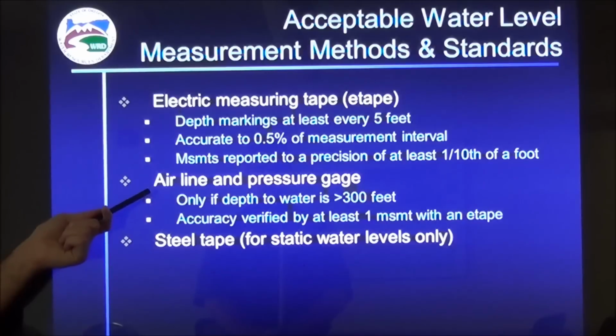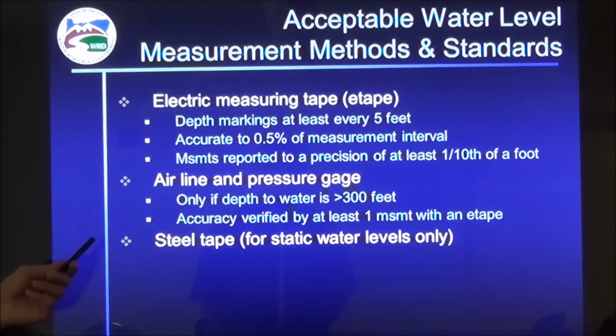Airline and pressure gauge, you can only use those for the pump test program if the depth of water is greater than 300 feet. And you have to verify the accuracy of your airline with at least one measurement by an E-tape. So you have to be able to measure the water level with an E-tape before we would allow you to use the airline as part of the pump test to make sure that your airline length is correct. And finally, the steel tape, which we also looked at earlier, we only allow those for static water level measurements, and that's just because it's hard to chase down pumping levels with the steel tape. You have to keep winding it up and putting chalk on it.